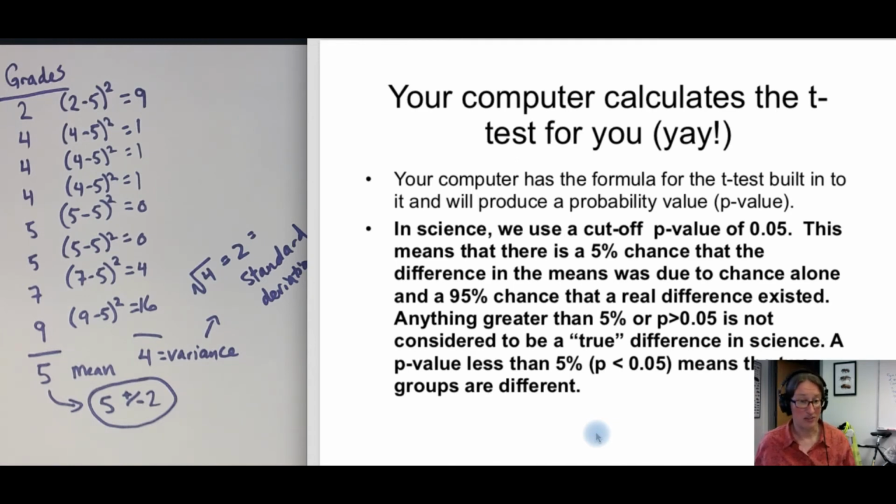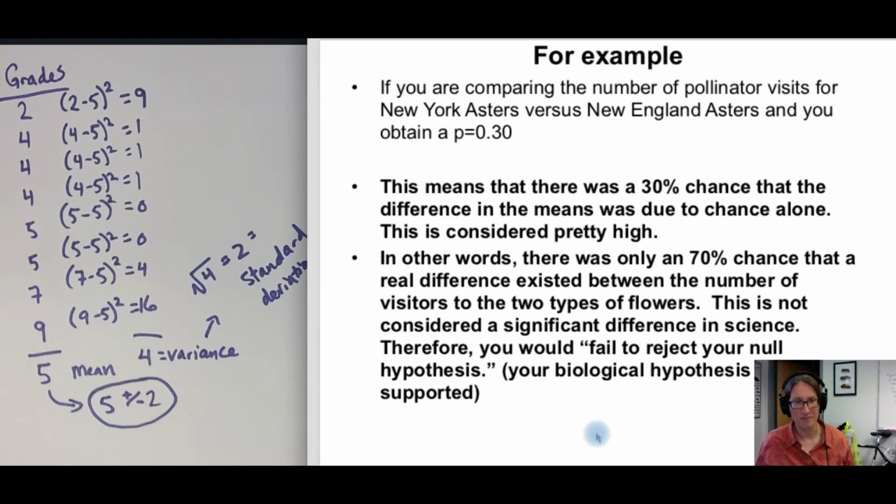So you'll hear lots about p-values in the future. In general, the main thing to know right now is we're going to work with a cutoff p-value of 0.05. Like the slide said, this means that there's a 5% chance that the difference in the means was due to chance alone, and a 95% chance that a real difference existed. So anytime you get a p-value greater than 5% or greater than 0.05, then there's not considered to be a true difference between your 2 treatment groups in science. Whereas if your p-value is less than 0.05, that means the 2 groups are different from each other.